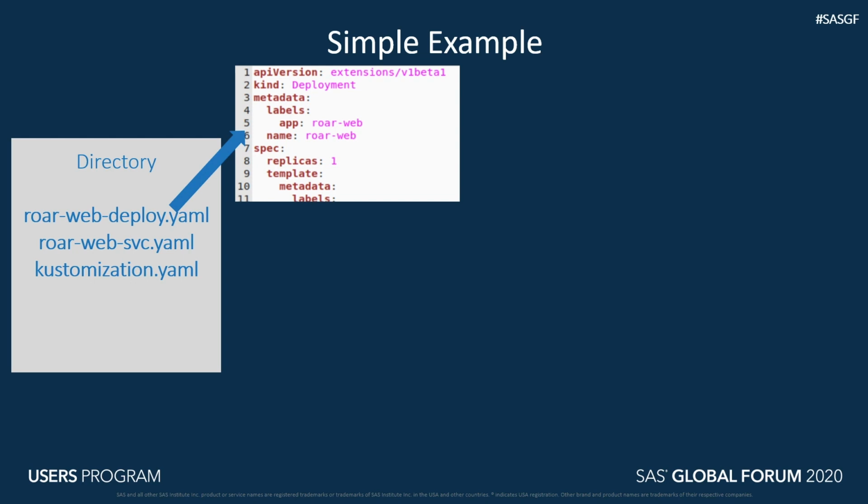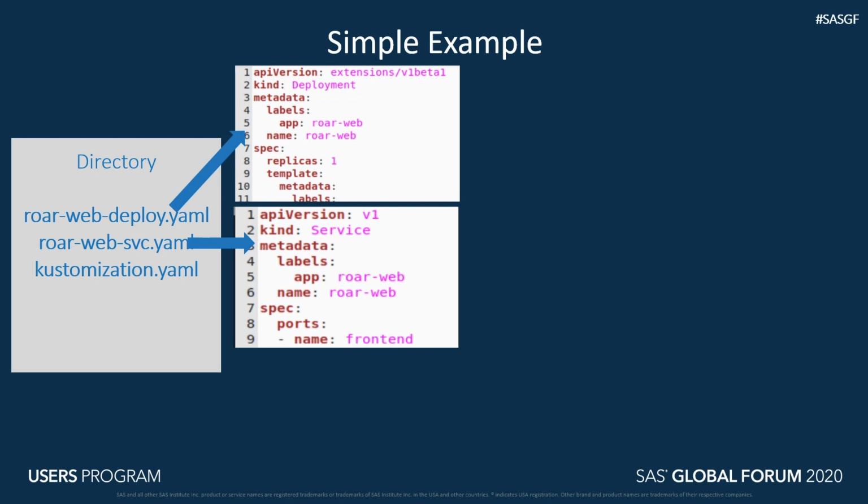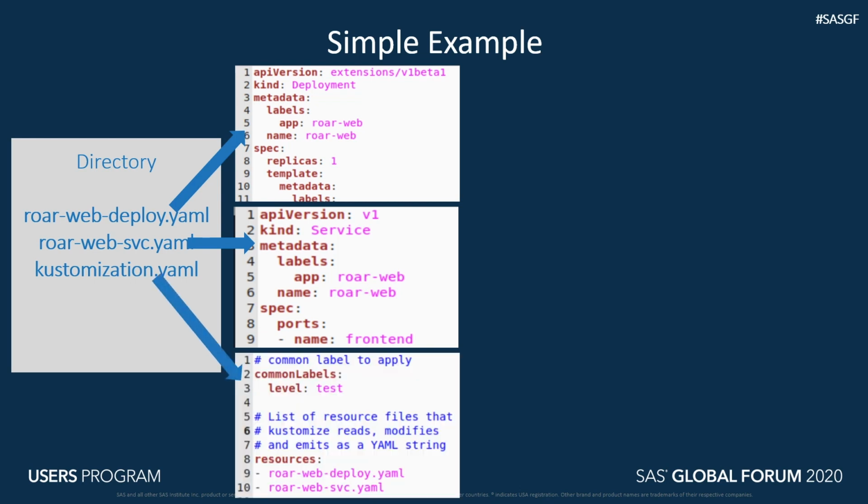So the web one has a set of things in it, a deployment for our app. The service is a simple service definition. The customization YAML has some common things to put on it. Kustomize has some keywords, some terms it uses, like common labels, as you might guess, a common label to apply across a set of things, and a list of resource files that it's going to read, modify and emit as a YAML string. So it's going to read those files that we have out there.